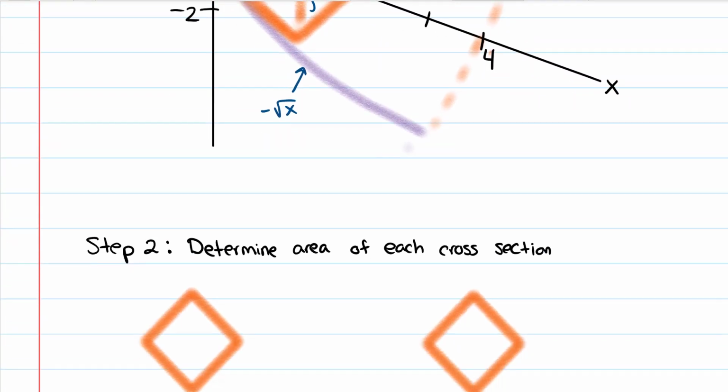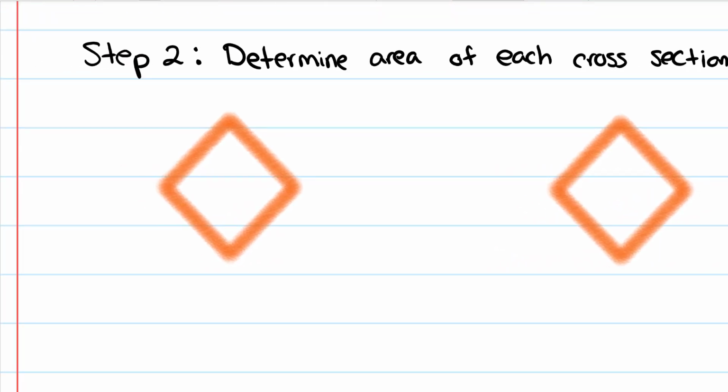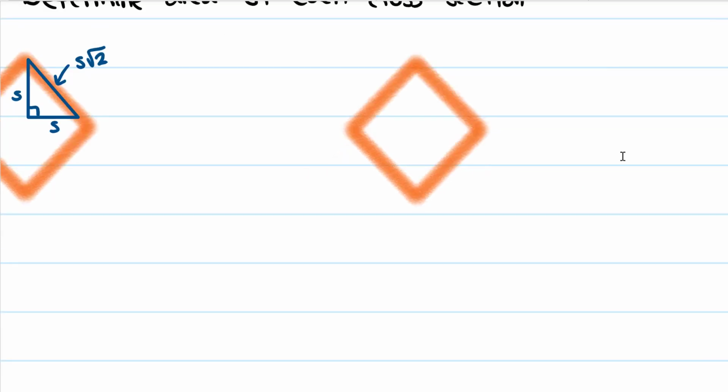So step 2 is to determine the area of each cross-section. And so let's just go back to our geometry and let's remember that if this is a square, then we're going to get a 45, 45, 90 triangle, where if I let this side equal s, then the hypotenuse is s square root of 2. Now let's apply that to our problem. So now what we're going to do is we're going to look at the square shape, but we're going to use our function instead of just s.